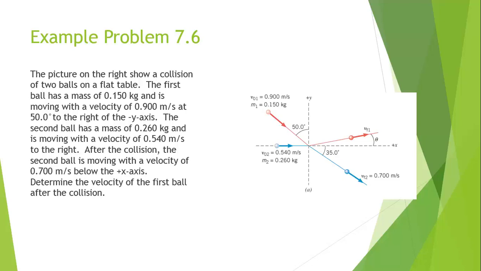After the collision, the second ball, the blue one, has a velocity of 0.7 meters per second. It looks like it's traveling 35 degrees below the positive x-axis. I missed a piece of information in there. And what we want to do is determine the velocity of the first ball after the collision. So we need to know two pieces of information: how fast the ball is moving, Vf1, and the direction the ball is moving, theta.